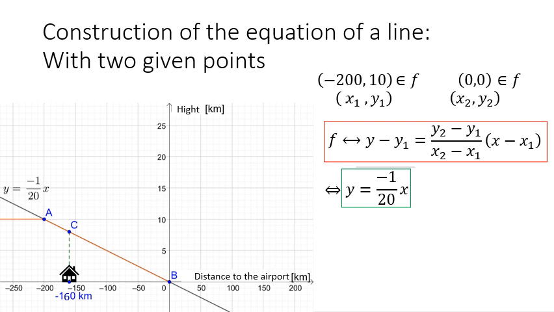Well, we know that the x-coordinate is minus 160, and we know the equation of the line on which C lies, which is the line AB. This means that we can fill in the x-coordinate in that equation. This gives us y equals minus 1/20 times minus 160. Minus times minus gives us a plus, and 160 divided by 20 is 8, so y is 8, or in other words, I flew 8 kilometers high above my house.